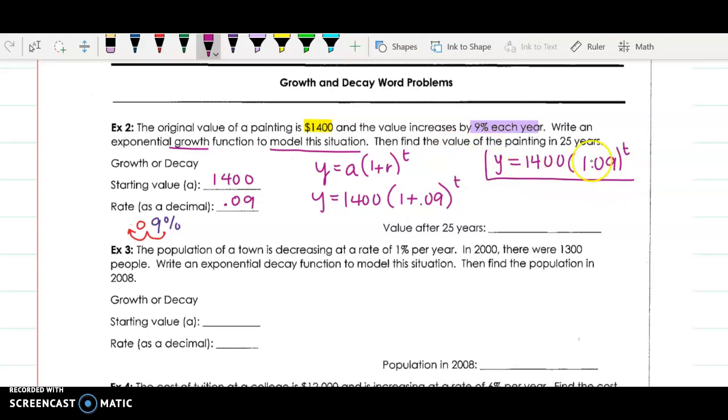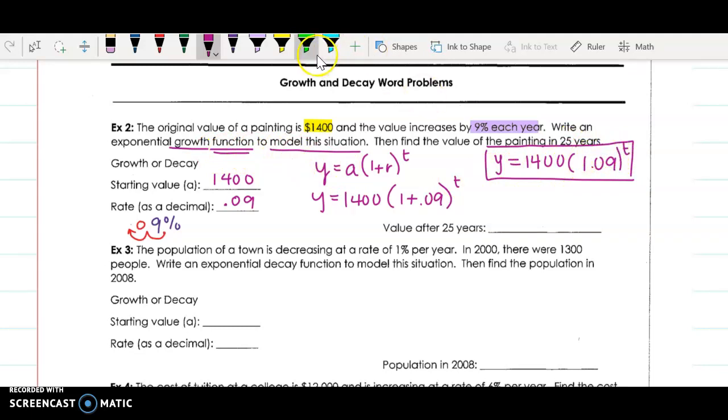So this function represents the growth of the value of this painting over time. And we could find the value of the painting by substituting any amount of years for t, and that would give us the resulting value after that amount of time has passed. Now, this is a function that models the situation because it has two variables. It has the independent variable of time, and then it has the dependent variable, which in this case represents the value of the painting. So if we're asked to write a function to model the situation, it needs to have both variables still in the equation.